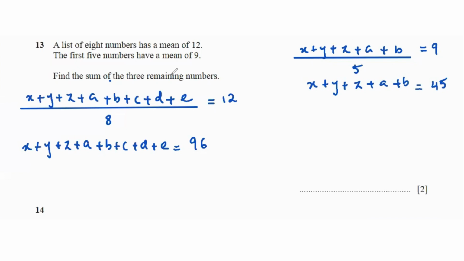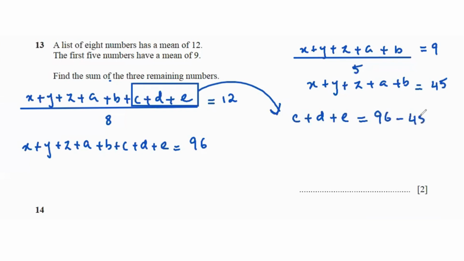So now to find the sum of the remaining 3 numbers, which is basically these 3 numbers, we do c plus d plus e is going to equal 96 minus 45, which is going to equal 51. So 51 is the sum of these 3 remaining numbers.